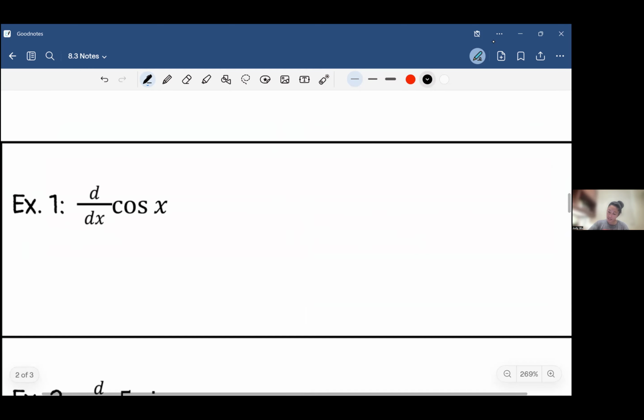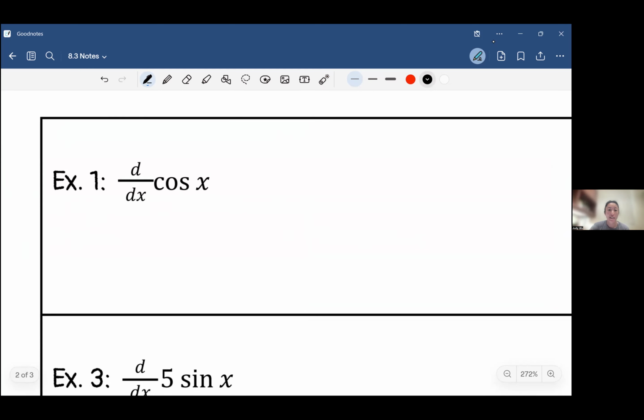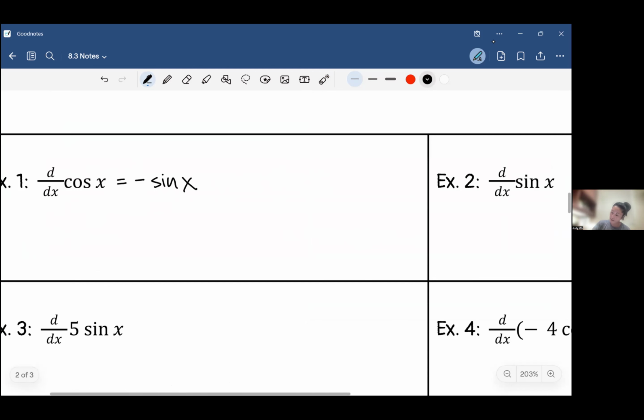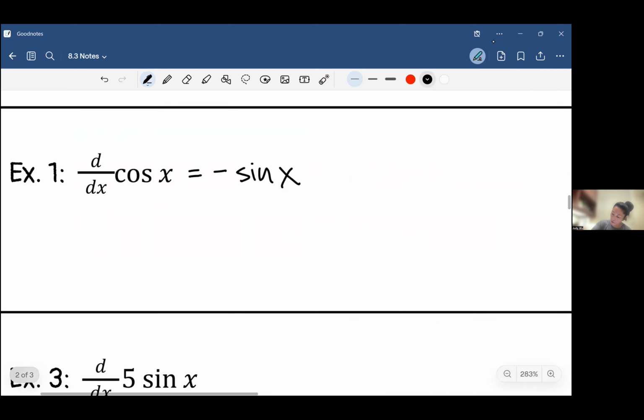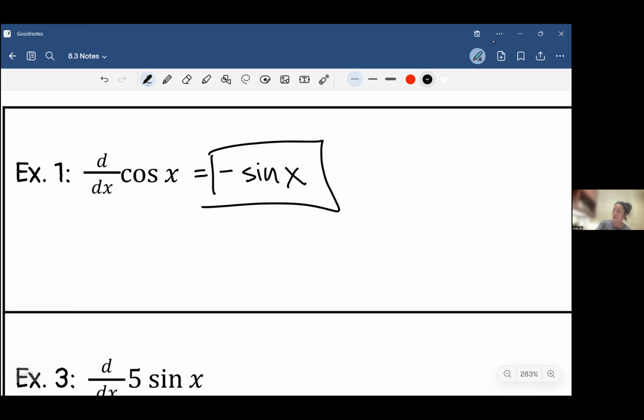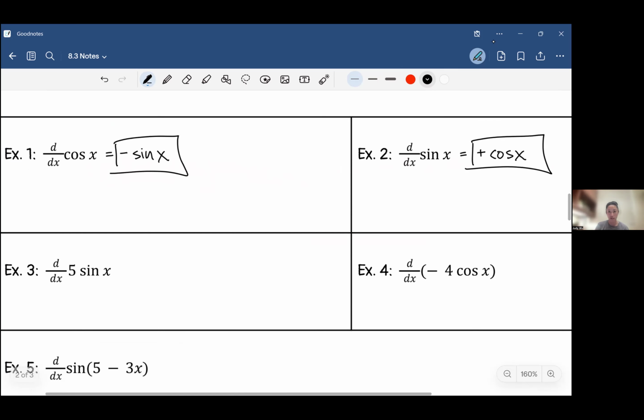All right, let's take a look at example number 1. Find the derivative of cosine x. Well, that is just the rule from the other page. So the derivative of cosine x is negative sine x. All right, derivative of sine x. Well, this one is positive cosine x. These two are pretty straightforward, but I did want to start with just, do we know the rules? That's always a good place to start.